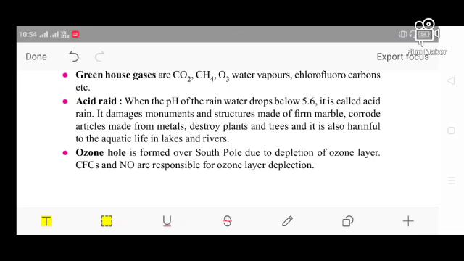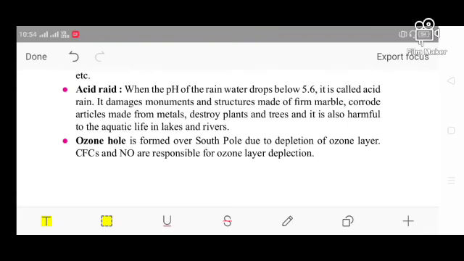After that, my dear friend, acid rain. We have already read it in our lower classes. How does it occur? When the pH of the rainwater drops below 5.6, it is called acid rain.